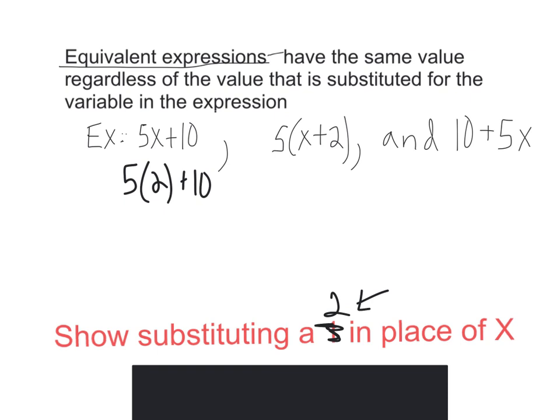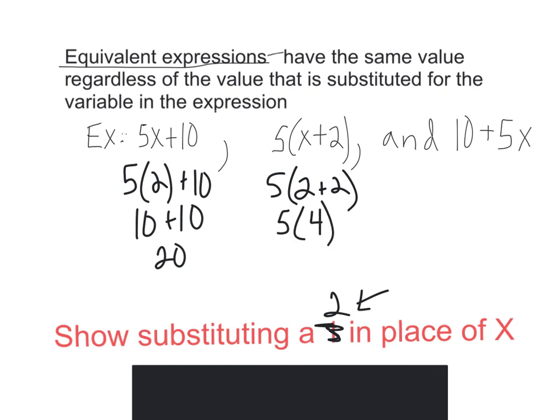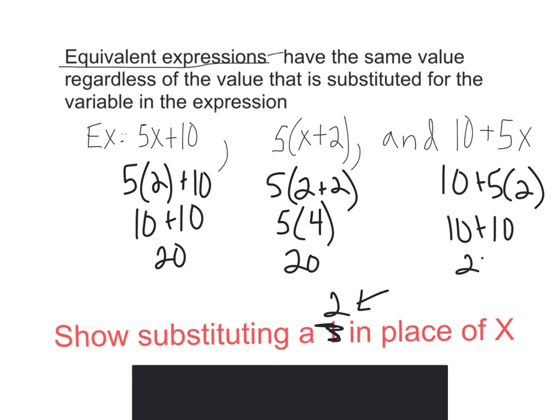So if we substitute a 2 in place of x in the first one, that would be 10 plus 10, which is 20. In the second one, if we substitute a 2 in place of x, we can do order of operations in the parentheses. 2 plus 2 is 4. And then 5 times 4 is 20. And then in the last case, 5 times 2 is 10, and then 10 plus 10 is 20.